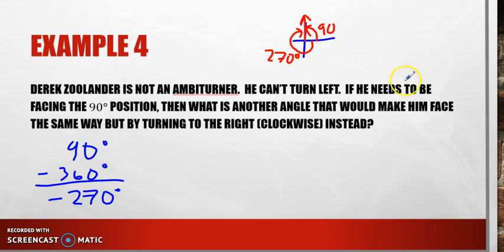So we've just found that to make Derek face the 90-degree position, he's going to turn clockwise 270 degrees instead, which means negative 270 degrees. Positive angles are counterclockwise, negative angles are clockwise.